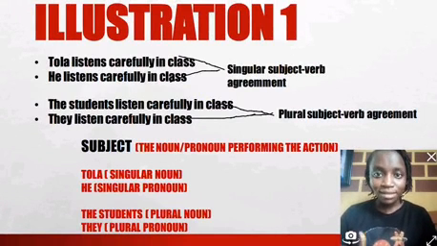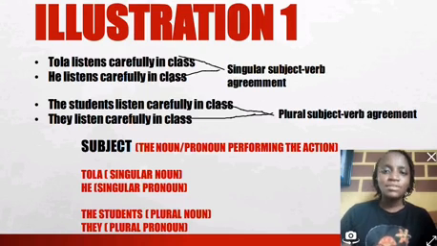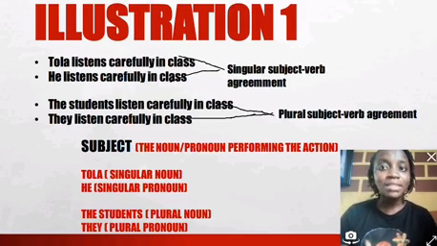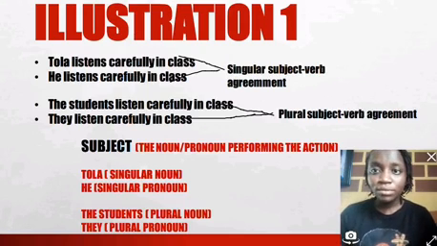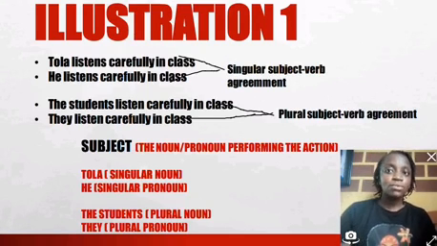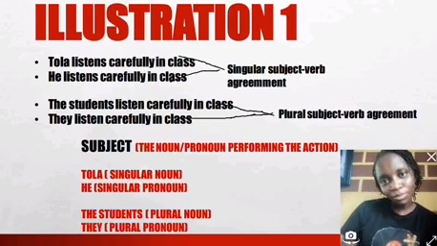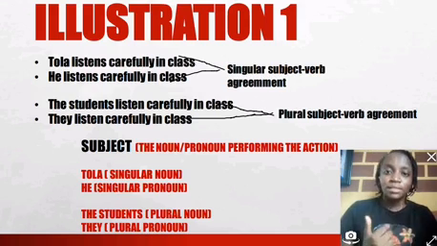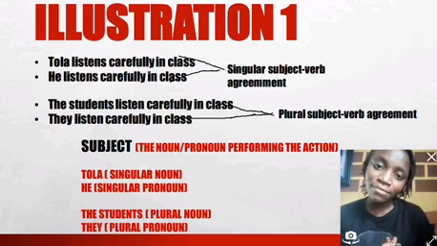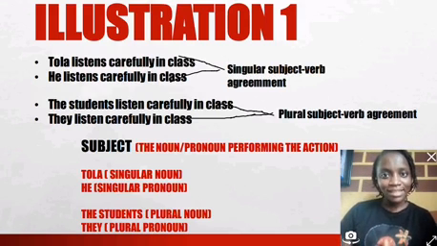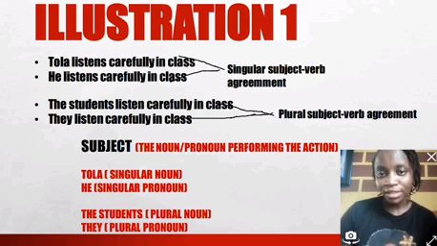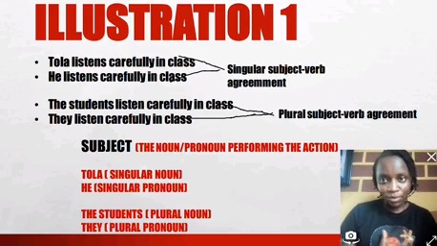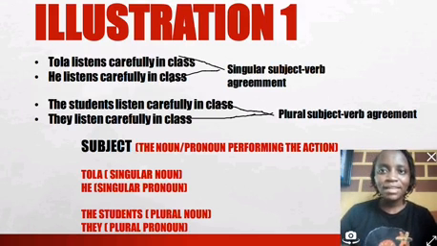Tola is the subject here. Tola is a noun, the name of a person, performing the action listen, to listen. And instead of saying Tola listened carefully in class, we are talking in the present tense, not past tense. If it was past tense, then both a plural subject and a singular subject will take listened. But for the present tense, Tola listens. That tells you that a singular verb will always have s added to it, except for some verbs like watch. You cannot just add s, you have to add es. Good. So Tola listens carefully in class.